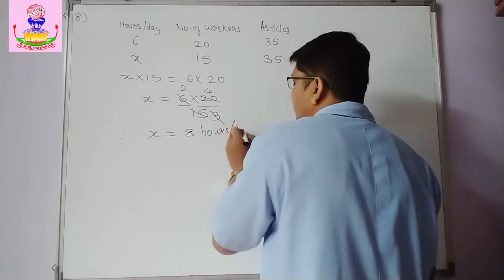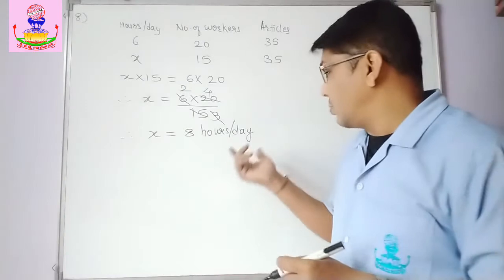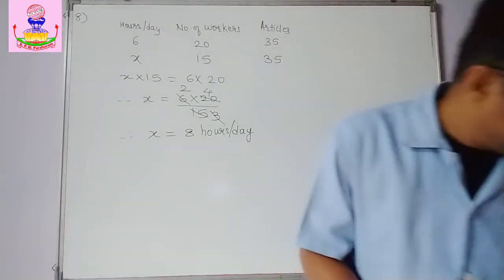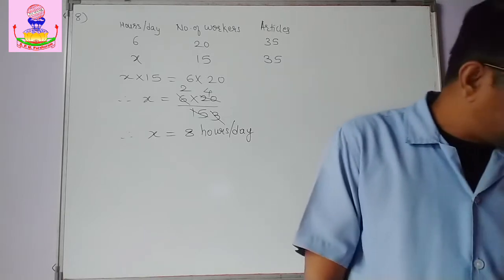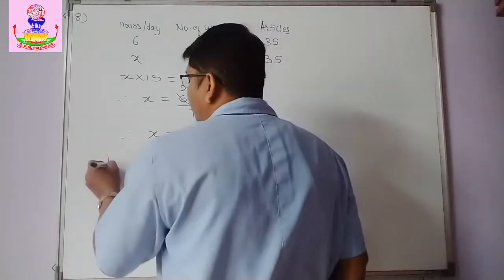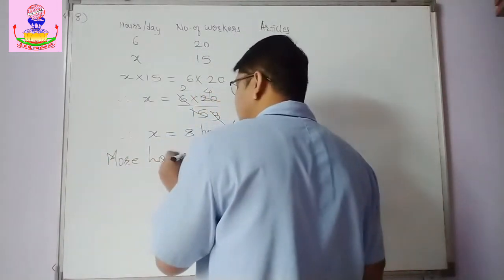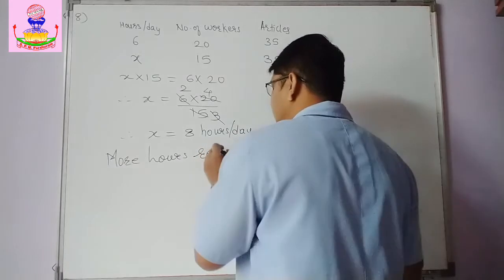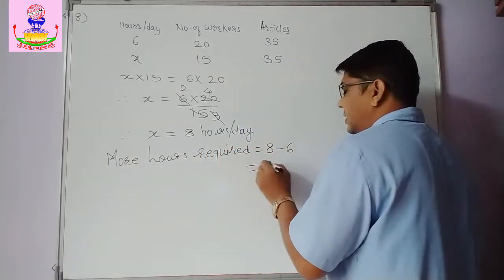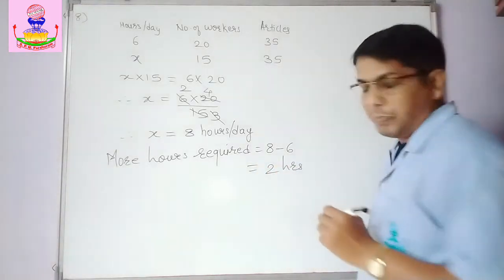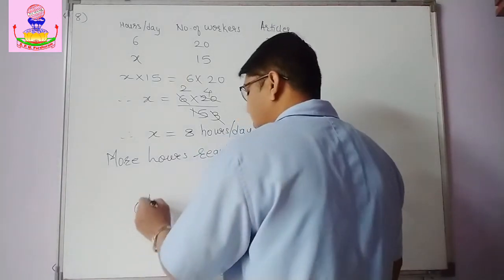Now what do they say, how many hours are increased? Now this option is there, but this is not the answer. Their question is how many more hours per day are required. So more hours required. What will you do? Yes, 8 minus 6, that is 2 hours. So option third, that is the right answer. Okay.